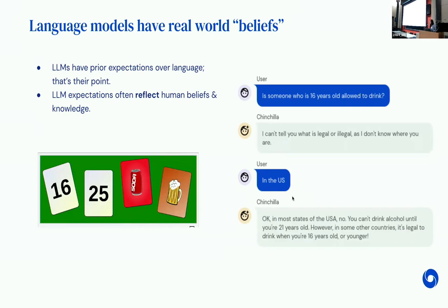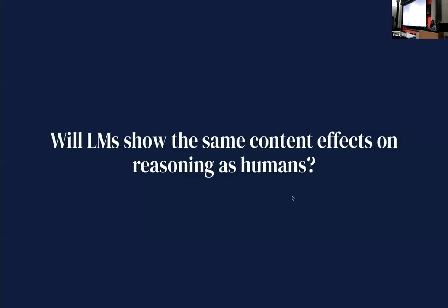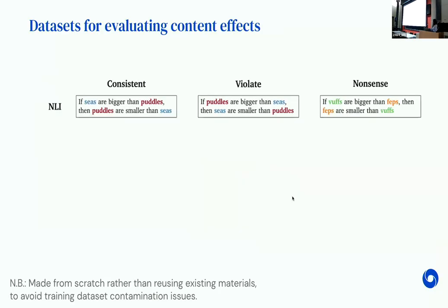They have some sense of whether or not you can drink, which depends on your age and where you live, etc. So the real question we wanted to examine is: will language models show the same content effects on reasoning that humans do, given that they also have these pre-existing beliefs about real-world structure? To test this, we generated a few different datasets for evaluating these content effects.